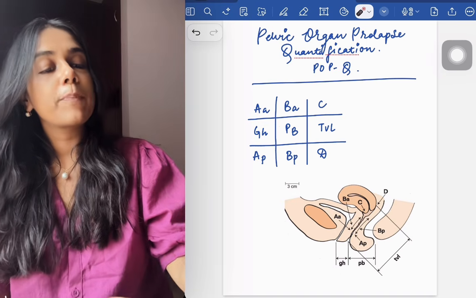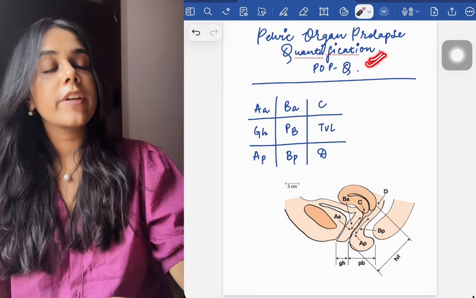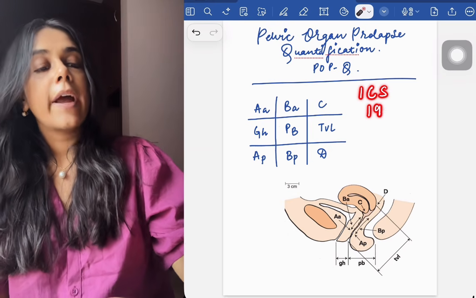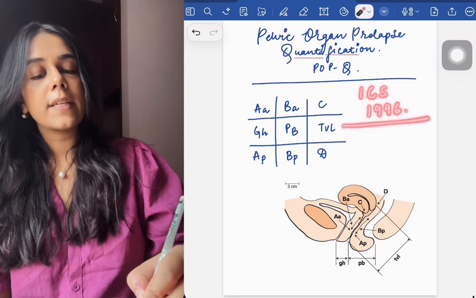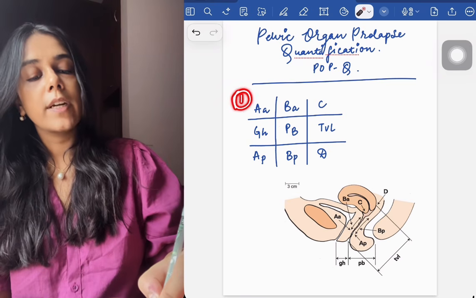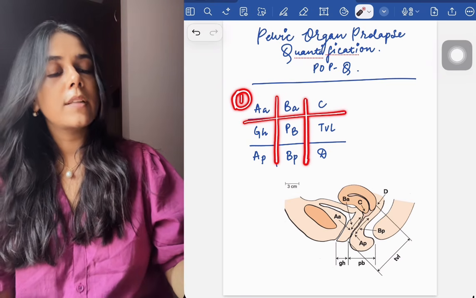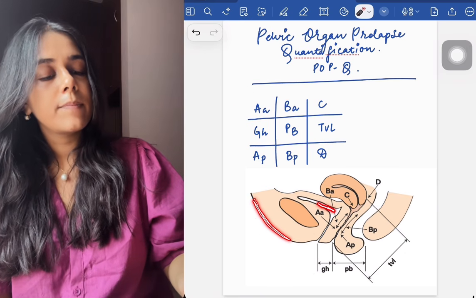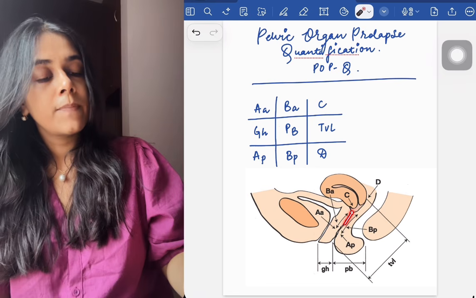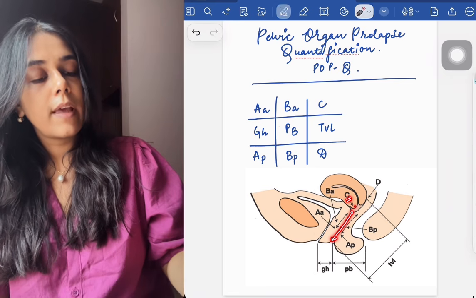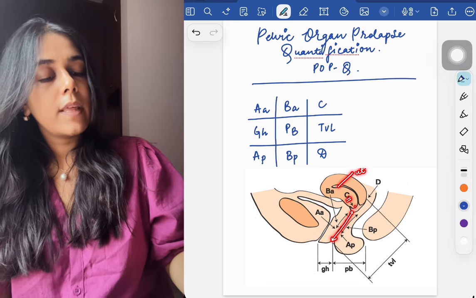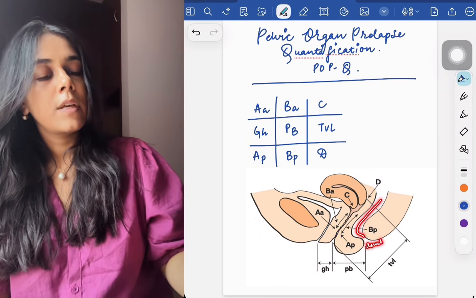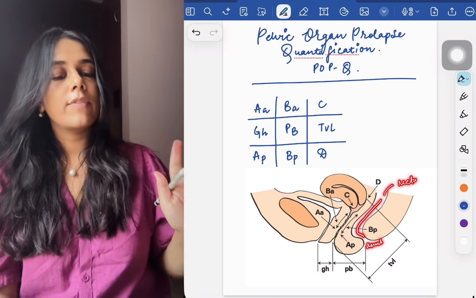Let's dive in. The POPQ classification, or the pelvic organ prolapse quantification system, was given by the International Continence Society in the year 1996. To learn this, you need to know two basic diagrams. One is the diagram of the grid, which contains 9 boxes. The other diagram includes the anterior abdominal wall, the bladder, the vagina, then the cervix and the uterus, then the anus and the rectum. This is a diagram that you need to remember very thoroughly.